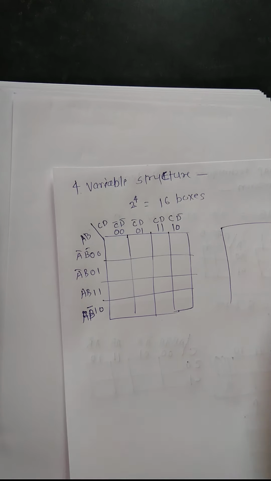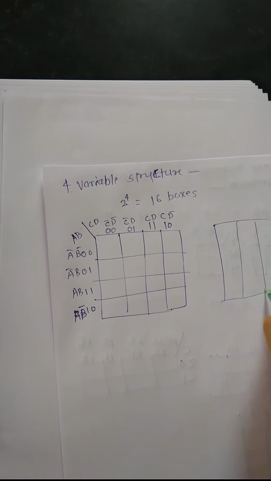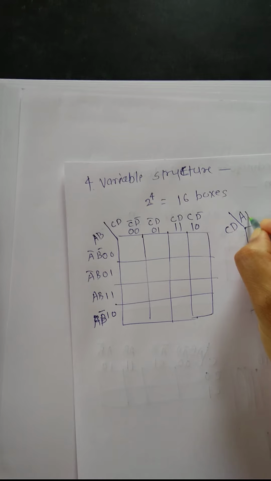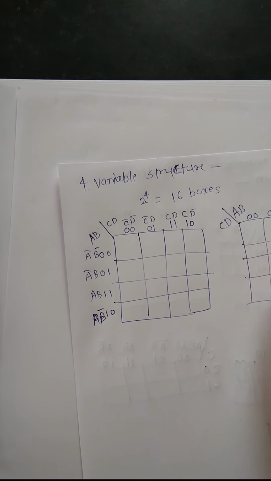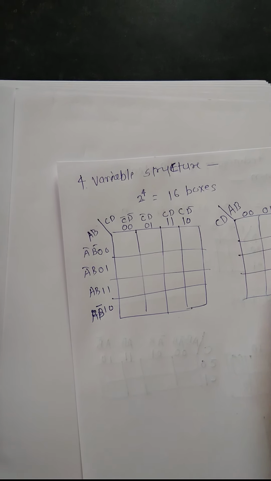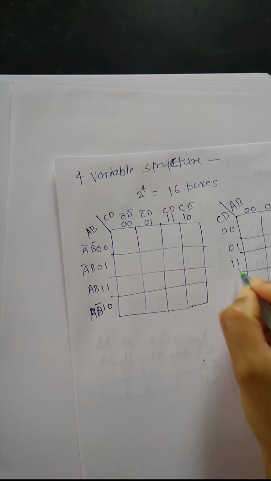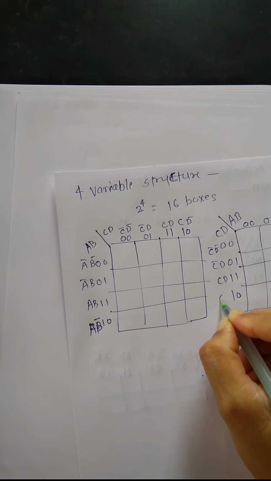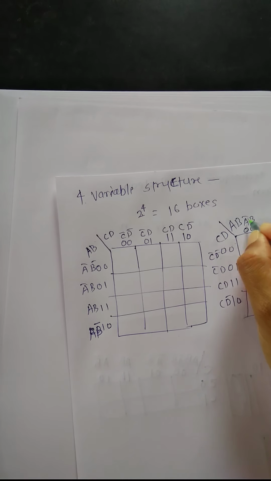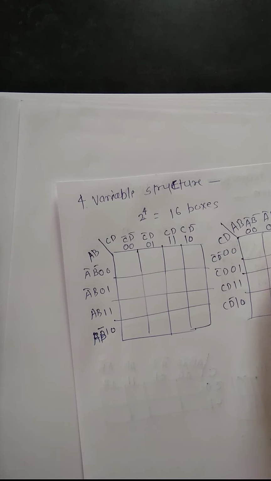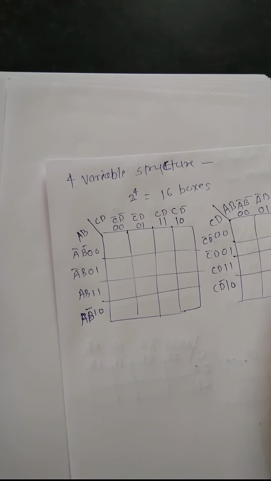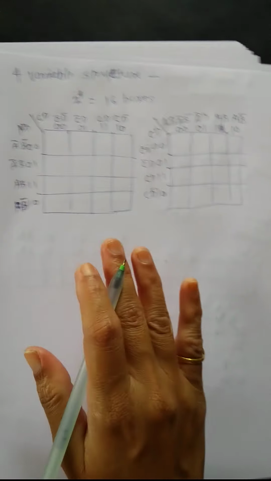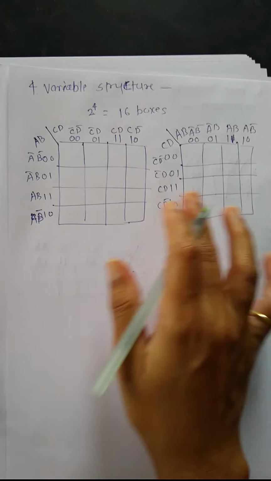Another method: for the 4 variable structure, we only change the input sequences. Here is the CD, here is the AB. So here is 0 0, 0 1, 1 1, 1 0, and 0 0, 0 1, 1 1, 1 0. So this is C bar D bar, C bar D, C D, C D bar, A bar B bar, A bar B, A B, A B bar. This is the 4 variable structure we represent in 2 ways.